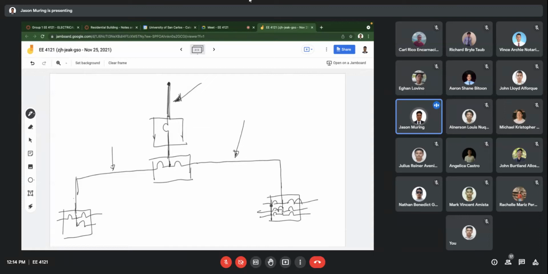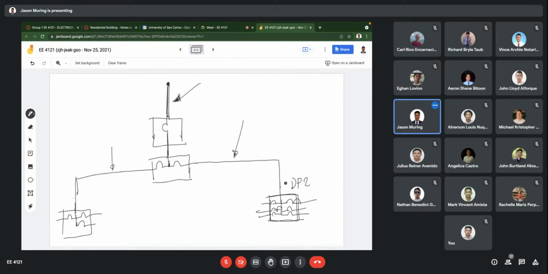of this main distribution panel. Okay, so it depends on location. So therefore, if it's on the second floor, you'll probably have a longer conductor length than this DP1. So the voltage drop here will be more significant than the voltage drop in this feeder. Okay, so let's say that we have the same conductor size here.